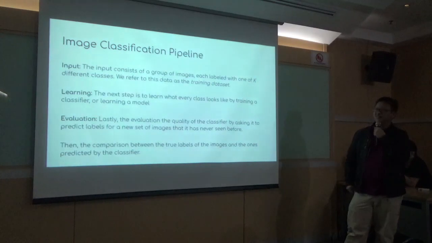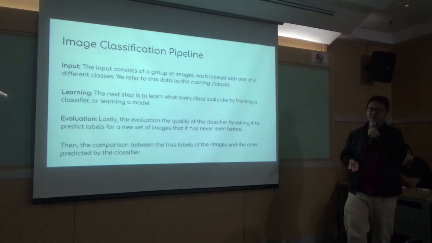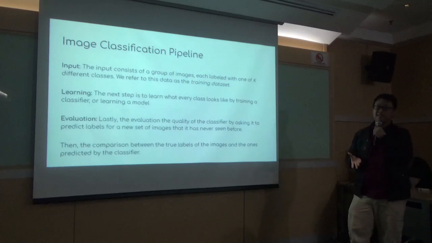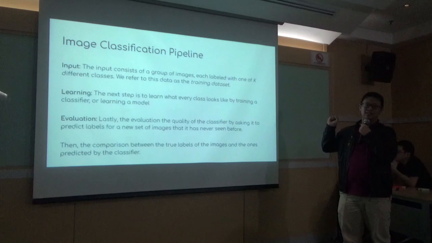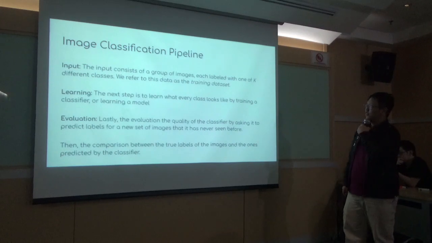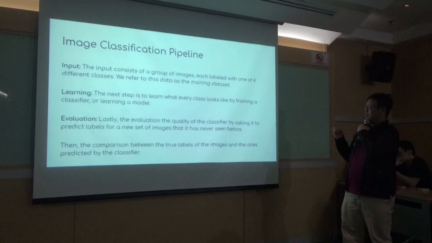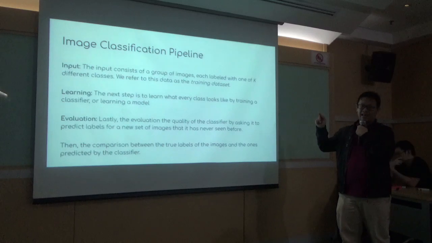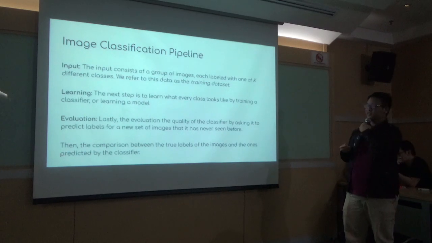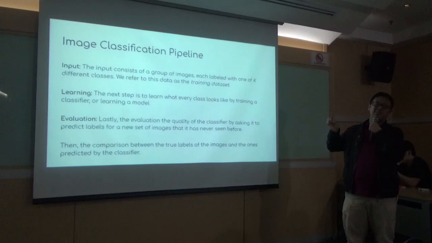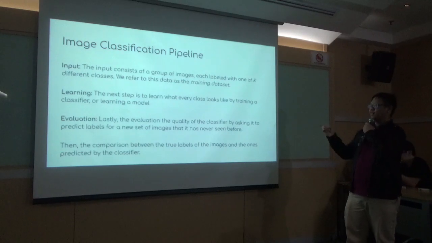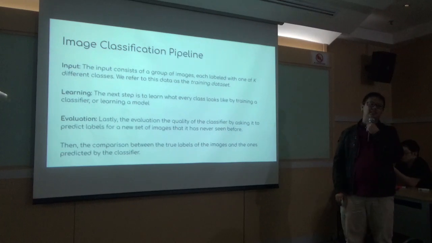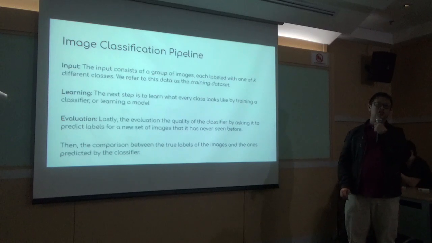The pipeline is here. First, you give the input, such as a group of images alongside their labels, which one is correct, with a total of k classes. We call it the training data set. Then learning. In this step, the machine will learn what kind of similarity of the patterns from all these images according to their classes, and then evaluate if the image is correct or not according to the original labels.